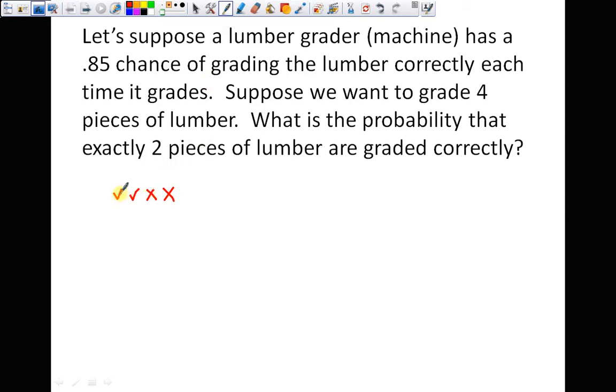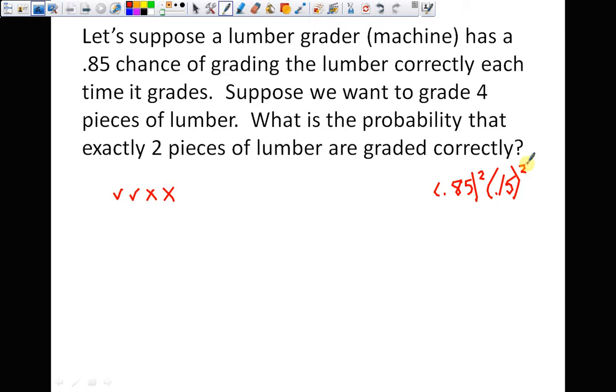So this has an 85% chance of occurring, times another 85%, times, this is actually 15%. If there's an 85% chance that it gets it right, there's a 0.15 chance that it gets it wrong. And this is also 0.15. So what we have is 0.85 times 0.85, and then we have 0.15 to the second power. Okay, so 0.85 times 0.85 times 0.15 times 0.15.